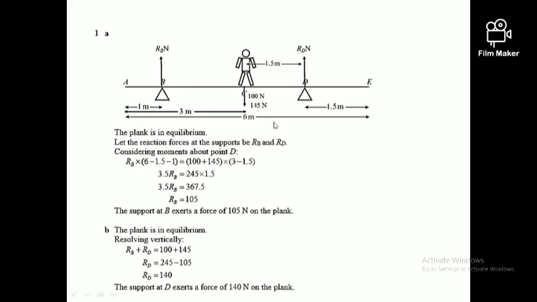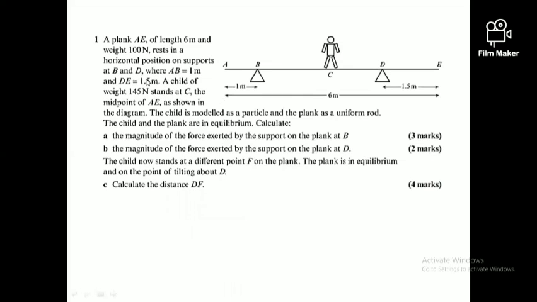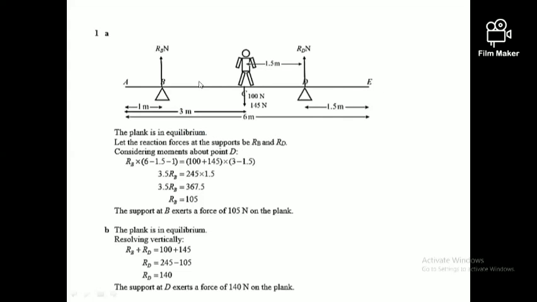Equals to, now the anti-clockwise moments. What are the forces that cause anti-clockwise moment? These are the forces that cause anti-clockwise moment. So you can say 100. And from this question, what we can understand is that in the previous question they mentioned the boy of mass 145 stands at C. C is the midpoint of AE, and here we know that the rod is a uniform rod. Therefore, the weight of the rod also works at the same point. Therefore, the moments due to point C would be the addition of these two.